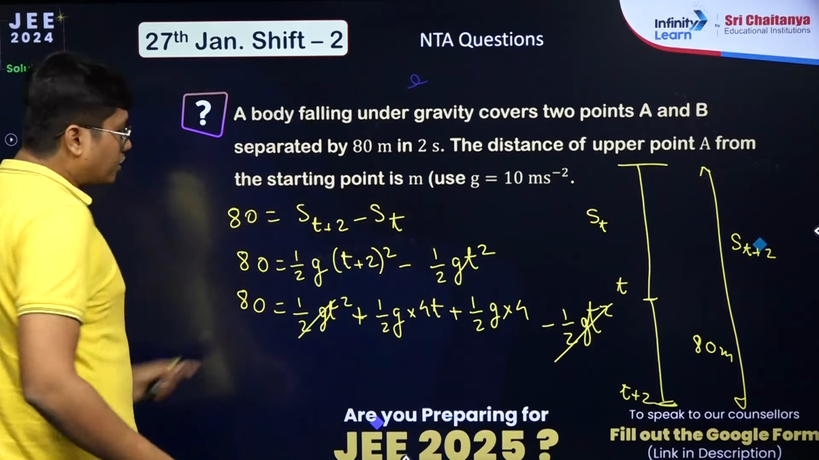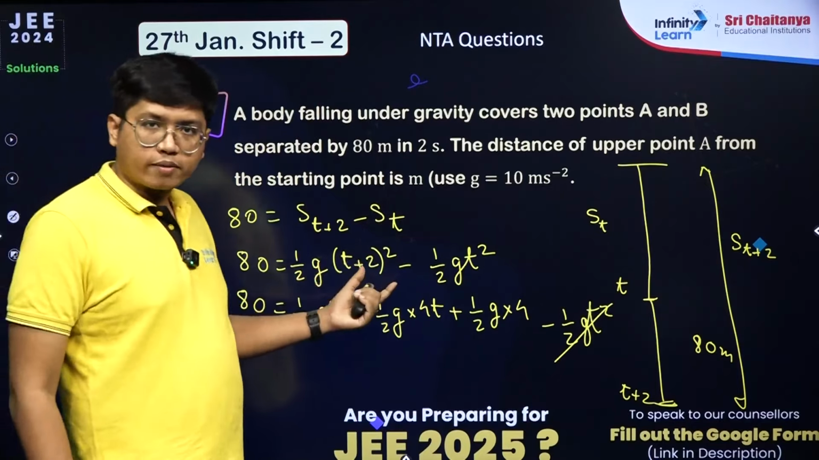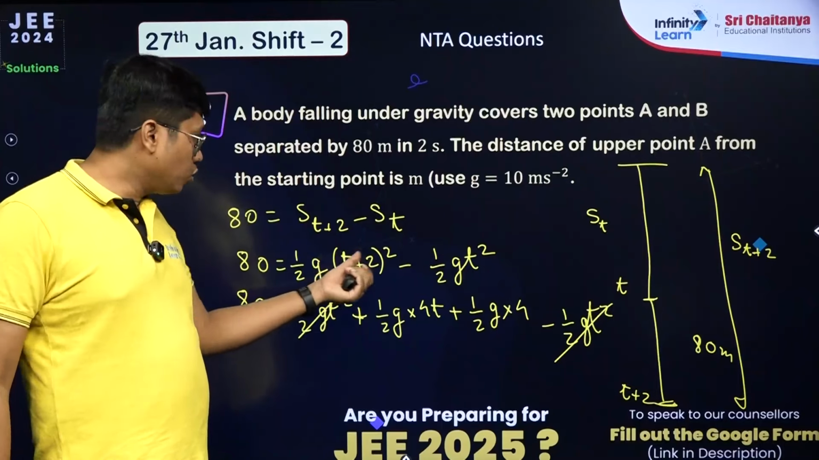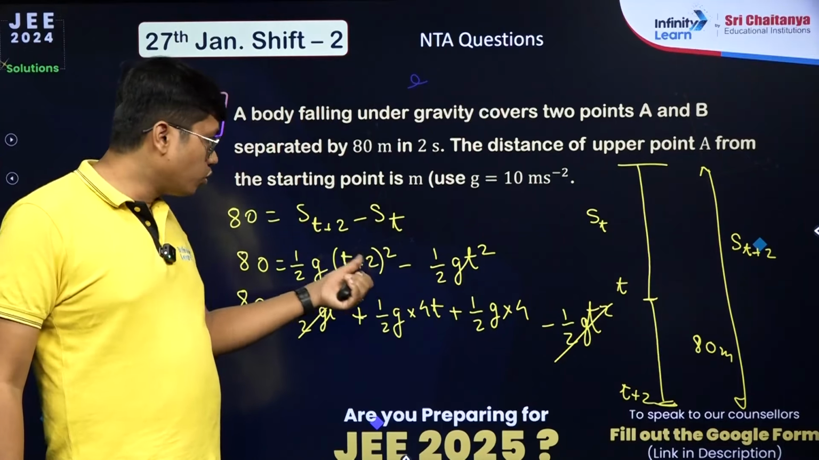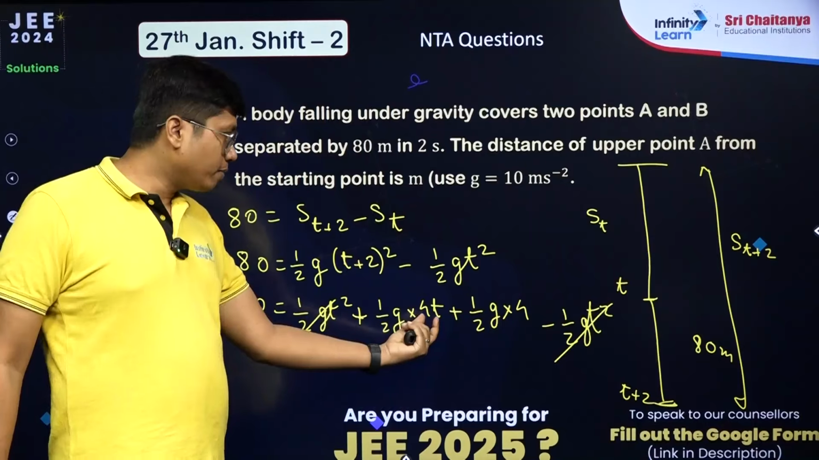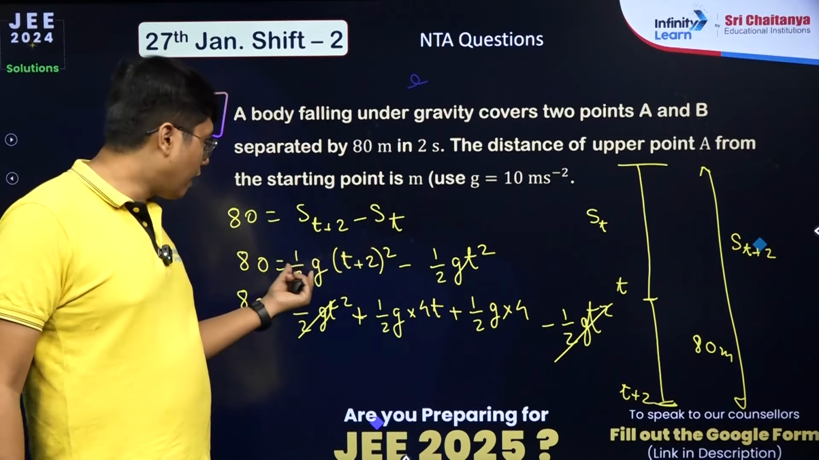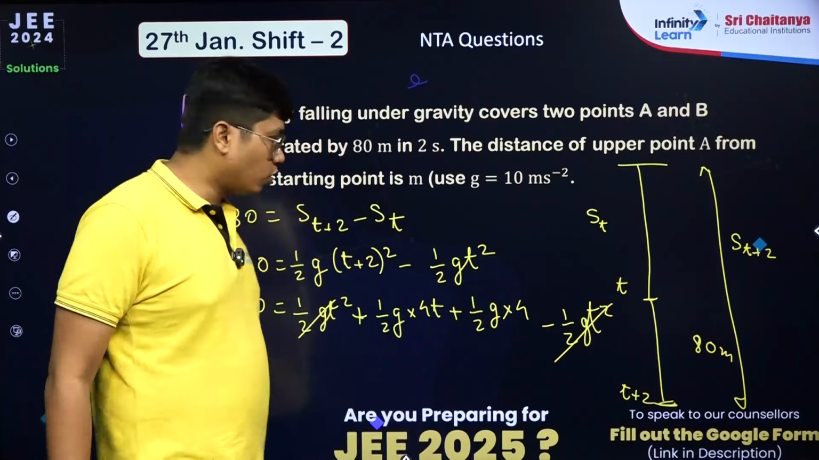Cancel the half gt square. I just opened it up as (a plus b) whole square. So a square, so half gt square, that one, plus 2ab, so 2 into t, that is 4t, that is why multiplied with 40t. Half g is already out. And lastly, b square, so half g, and this b square, this 4 over here.